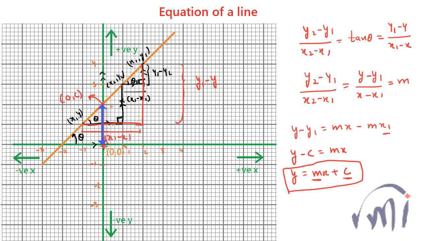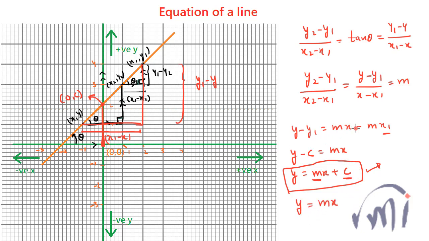So this much is c, right? So this is the generalized equation for any line whose slope is m and makes an intercept equal to c at the y-axis, right? And if I make this c equal to 0, then I get y is equal to mx.